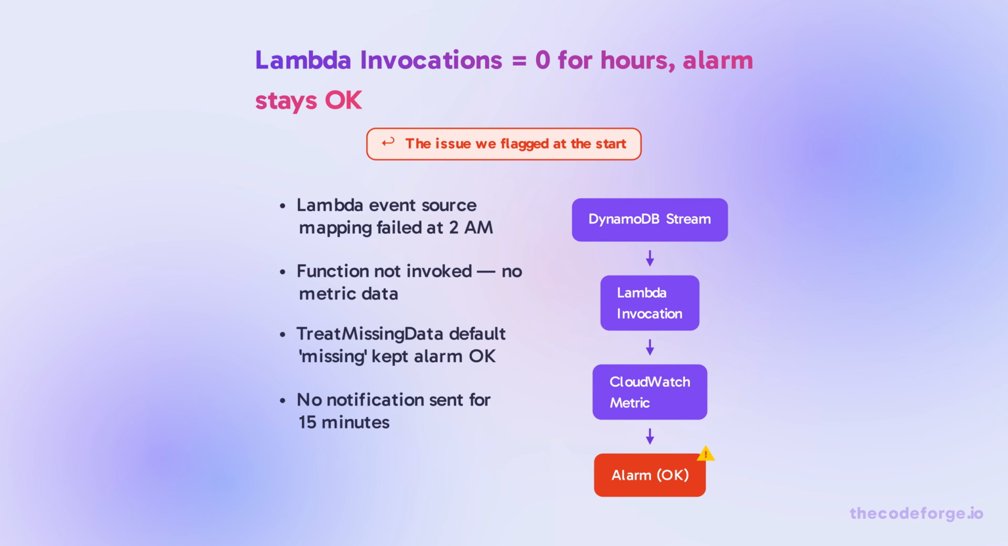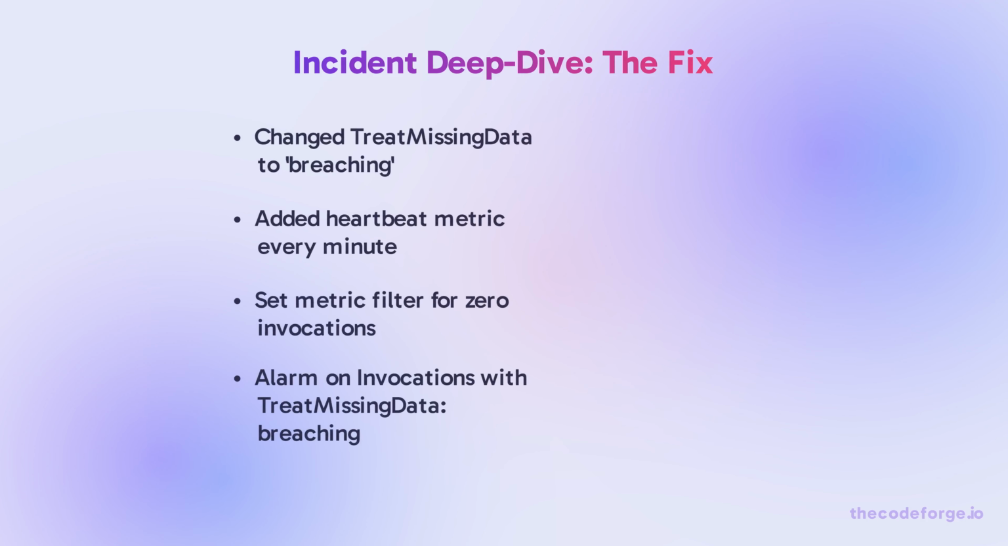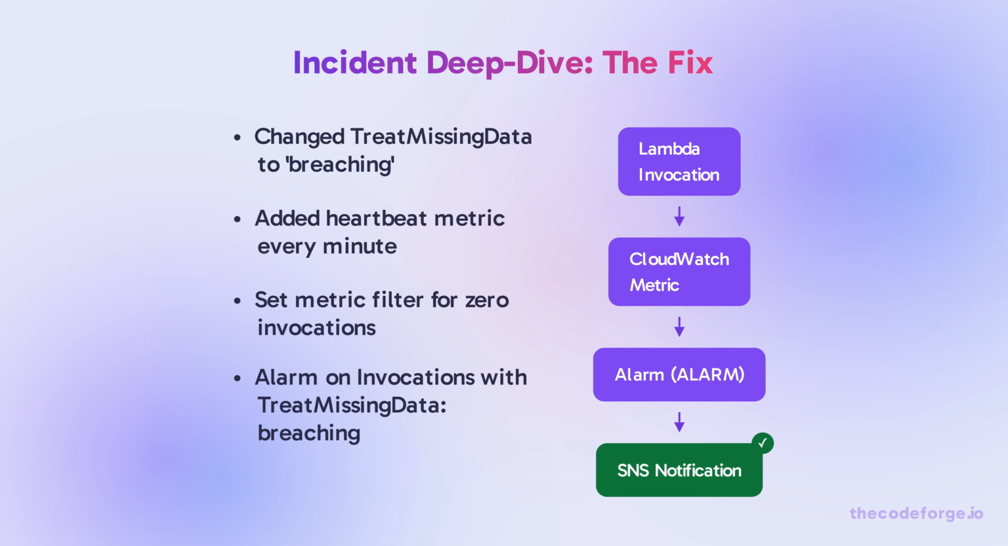TreatMissingData was left at the default, missing, which means keep the alarm in its current state when no data arrives. The alarm was currently OK, so it stayed OK. No notification. The fix was straightforward. First, change the alarm's TreatMissingData to breaching, so missing data triggers the alarm.